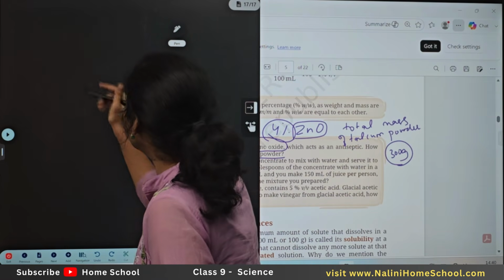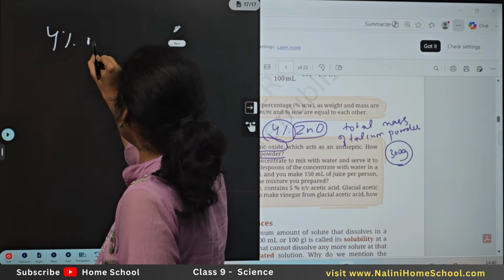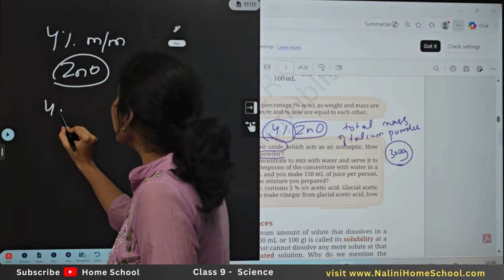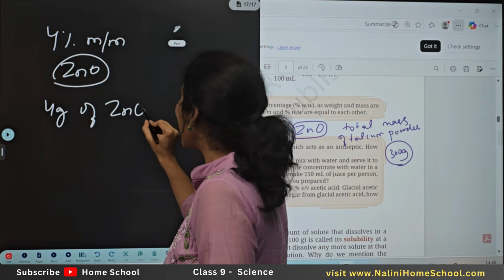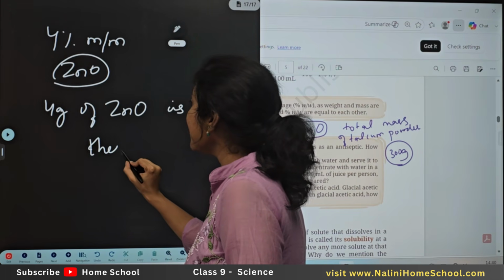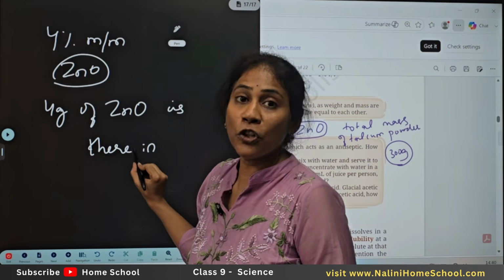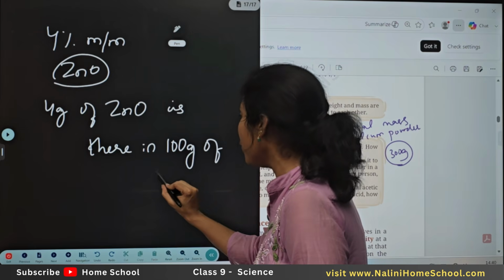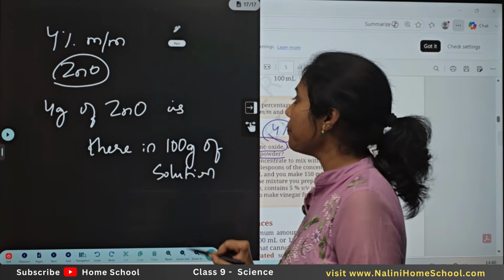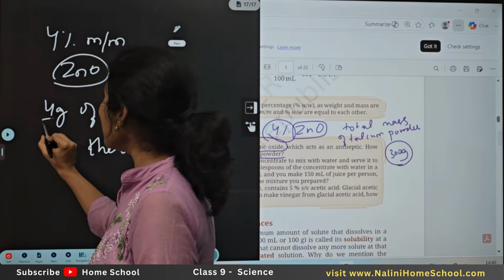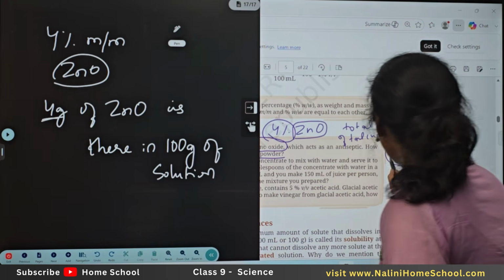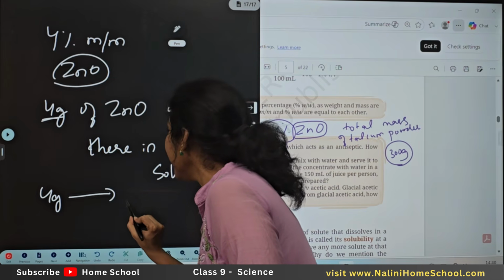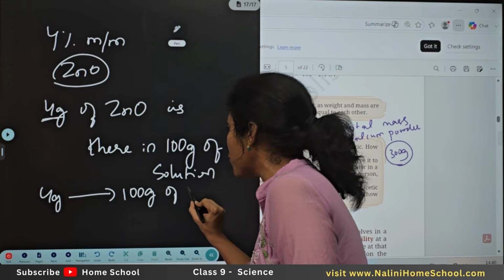Say for example, the moment you see 4% M by M zinc oxide, it means 4 grams of zinc oxide is there in how much? It is there in 100 grams of solution, isn't it? So that is the meaning. In 100 grams, 4 grams is there. But total mass, how much? 300 grams. So 4 grams is there in 100 grams of solution, right?